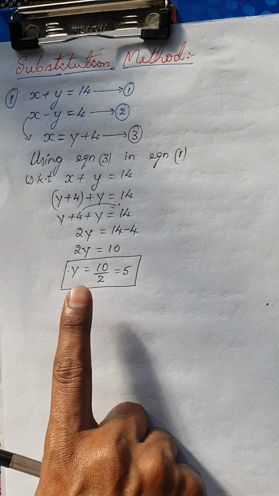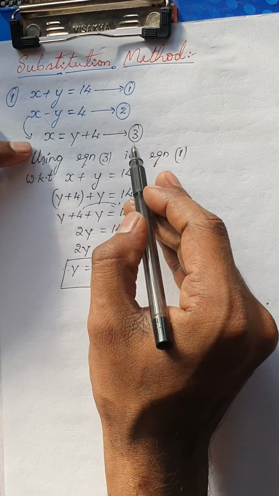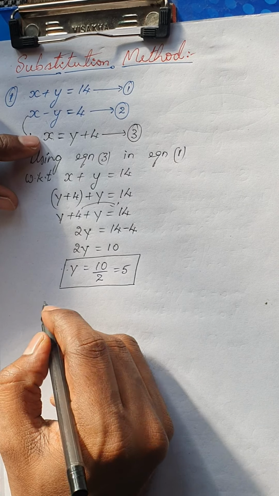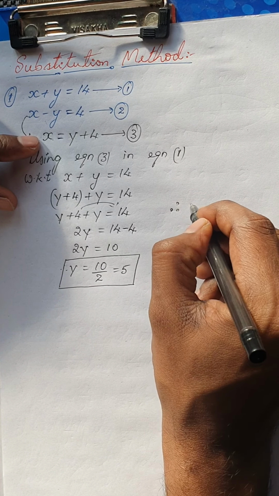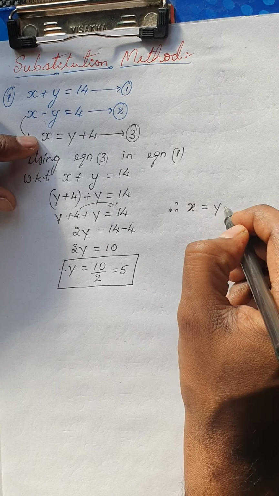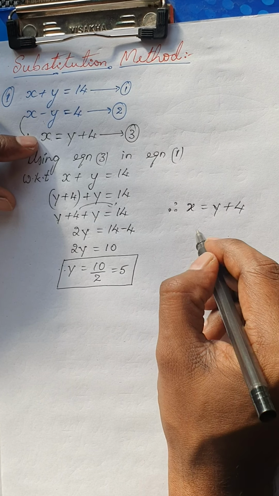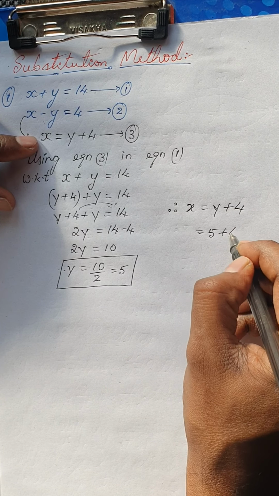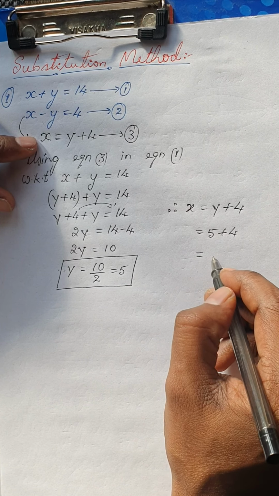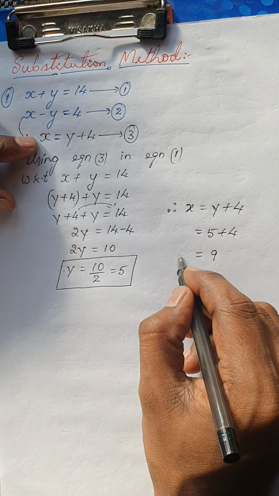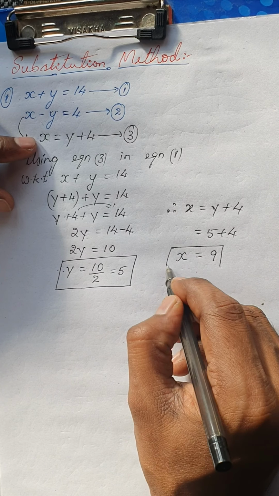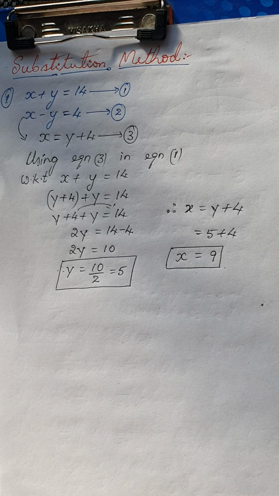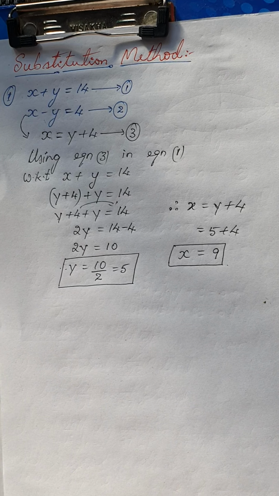Once I get the value of y, use it in the third equation to get x. Therefore x will be y plus 4. Put the value of y here: it is 5 plus 4, which is 9. Therefore I get x is equal to 9. So this is how you solve a pair of linear equations by the substitution method.